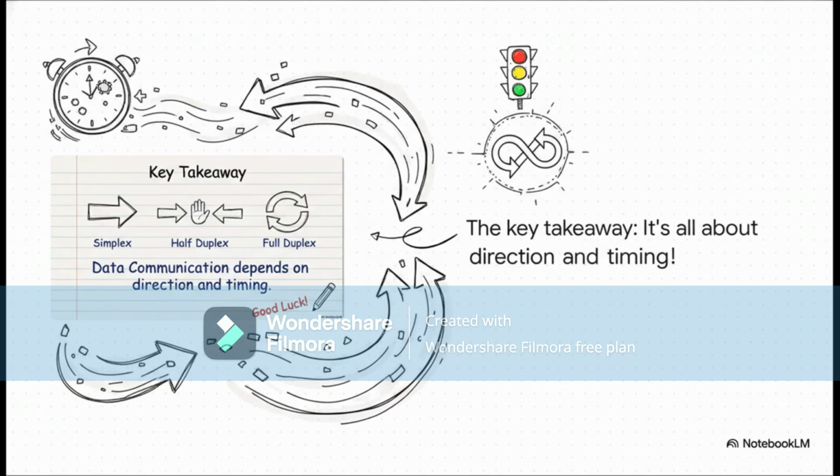This is your study guide on one slide. So, if you only remember one thing from all of this, let it be this. The difference between simplex, half duplex, and full duplex, it all comes down to two simple things: the direction of the data and the timing of when it can flow. That is it.